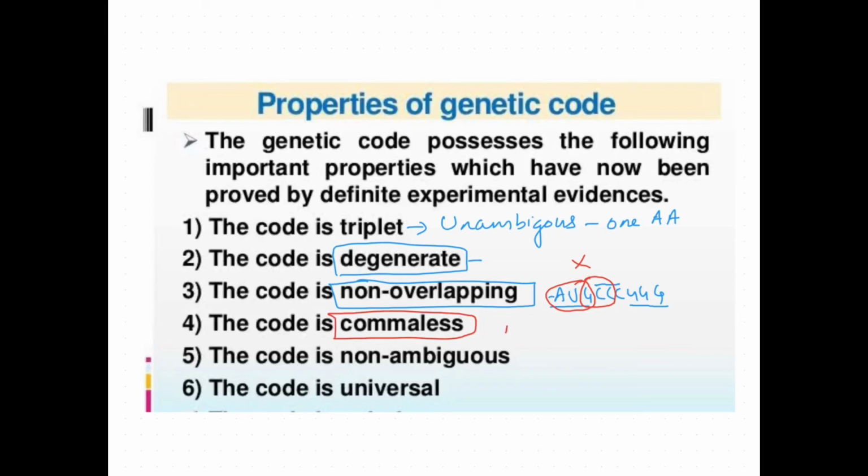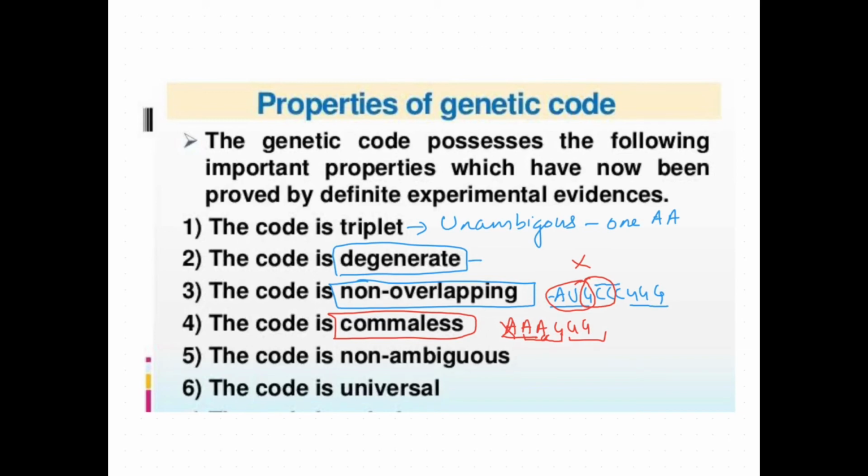Next is they are commaless. That means we cannot separate them by using commas. We cannot say that these 3 always code for one amino acid. That means suppose this one got deleted, then the code will be the next 3. It goes like that. So there is no particular comma to separate the genetic codes.